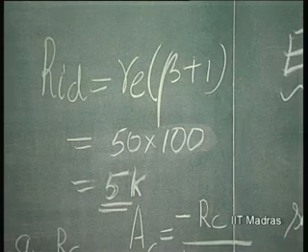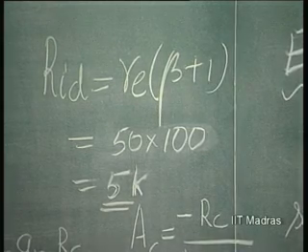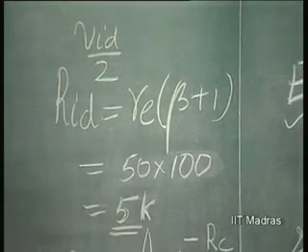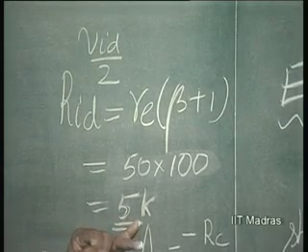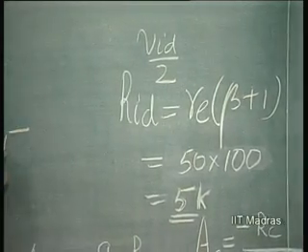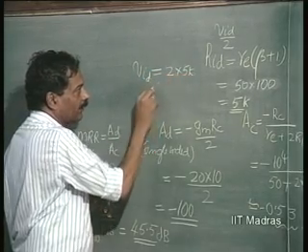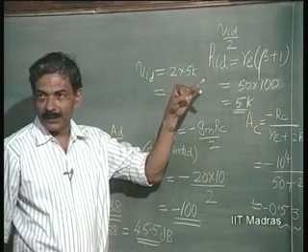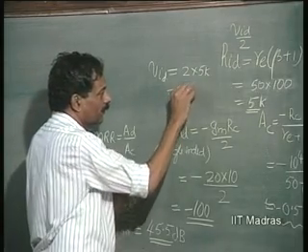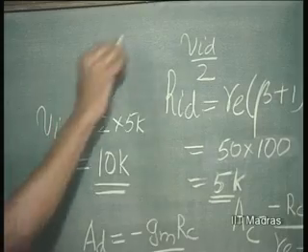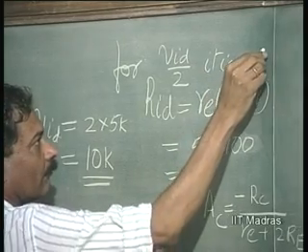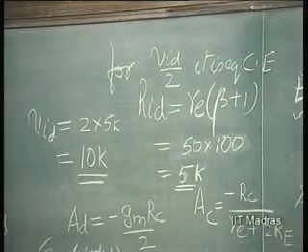This is the case for one input, VID by 2. For VID by 2, the input impedance is 5 K. For VID, how much is the input impedance? Therefore, the input impedance is 2 times 5 K. What we want is a differential signal VID, not VID by 2. So, this is 10 K.